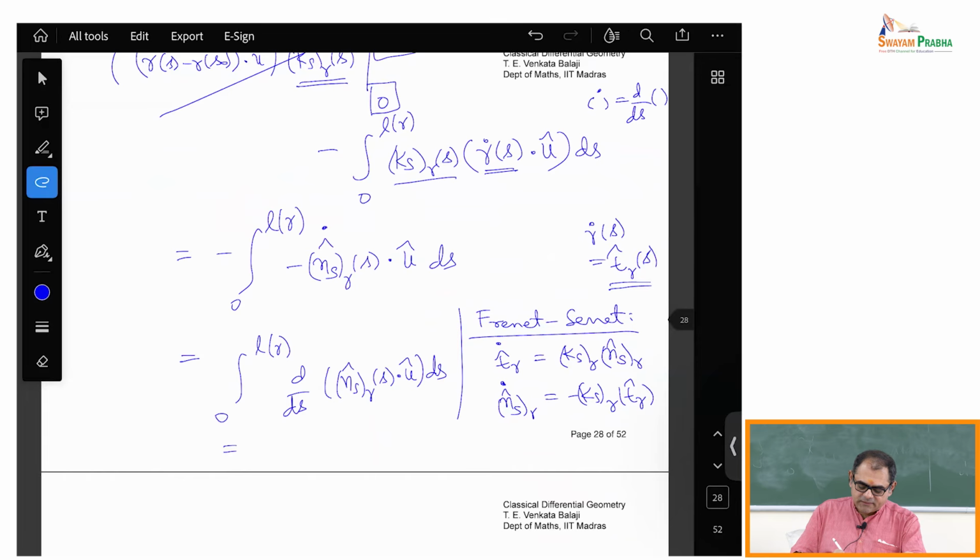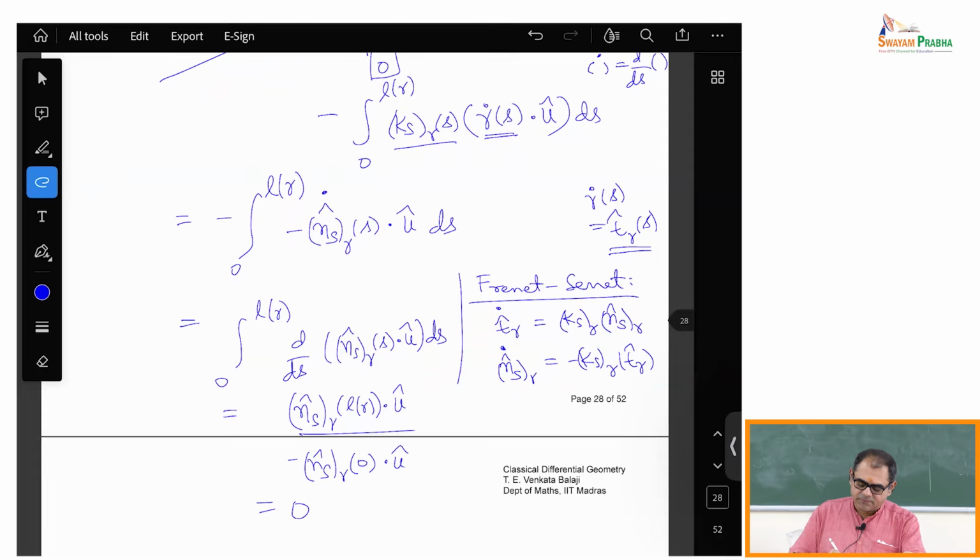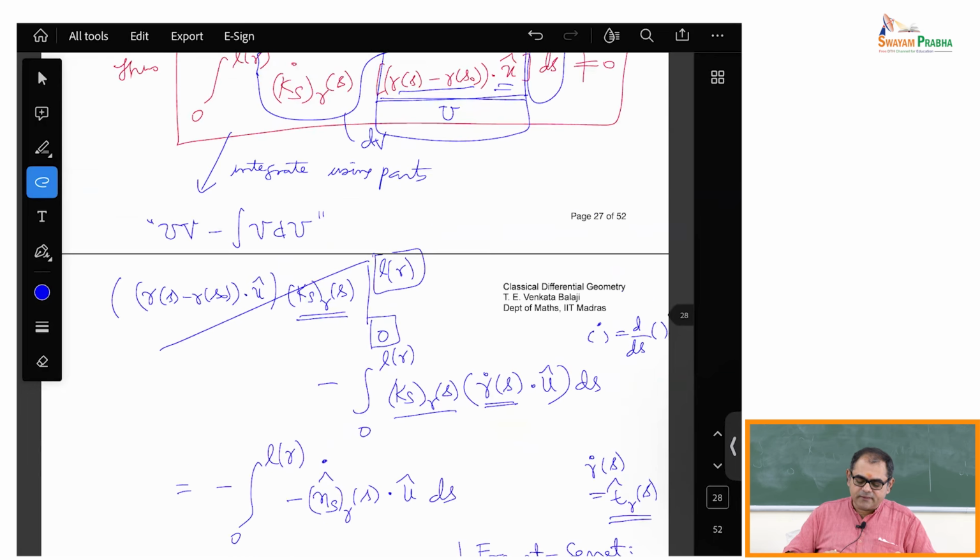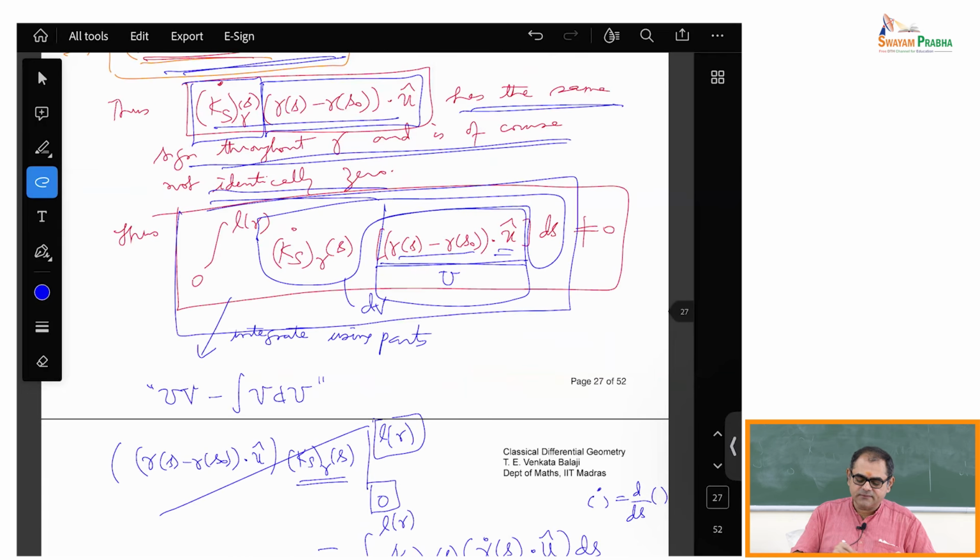Now apply the fundamental theorem of calculus, you will get n cap sub gamma of L gamma dot u cap minus n cap sub gamma of 0 dot u cap, and this is of course equal to 0. That's because the starting point is the same as the ending point, and everything is continuous. So the moral of the story is that if you calculate this integral using integration by parts and apply the Frenet-Serret relation, you get it as 0. On the other hand, we already know that it is not 0, so that's a contradiction.